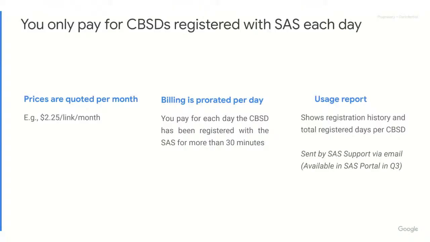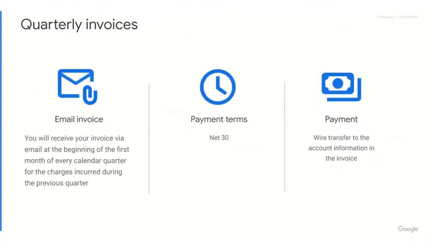Now, getting back to pricing, we talked about the usage report, that history of what your CBSDs were on Google SAS for how many days. Let's talk next about the invoices. The invoices are going to be sent about the same time, beginning of the quarter, so beginning of next month, July. And that will show you the use for the previous quarter. So in other words, you're going to be receiving these invoices by email January, April, July, October, because you love Google SAS and you're going to stay with us. So beginning of each quarter, you're going to get these invoices from Google.